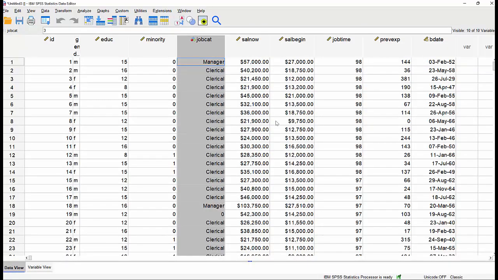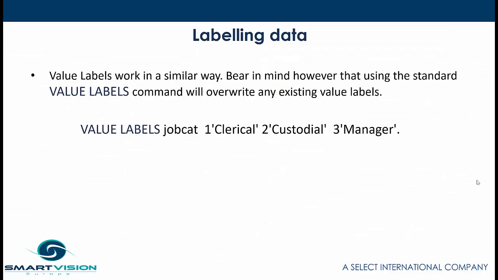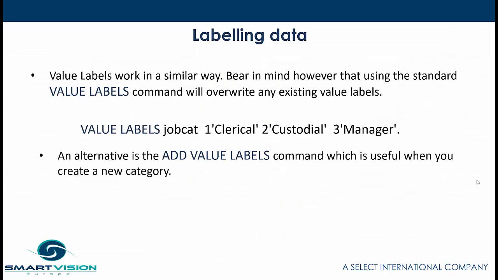What happens if we wanted to attach another value label to it? Let's say a new value came along, or a new data set of rows was added containing people who were neither managers, clerical workers, nor custodial workers. How might we add a value label to that? Well, there is an additional command called the add value labels command, which is useful when you want to create a new category. So I could create another value label here for a hypothetical category called Vice President, or VP.